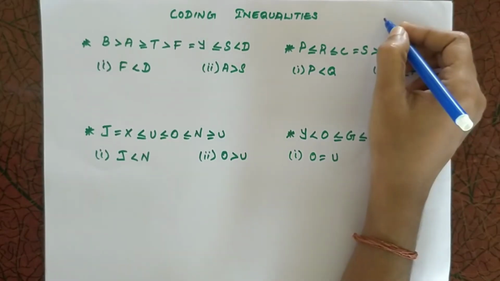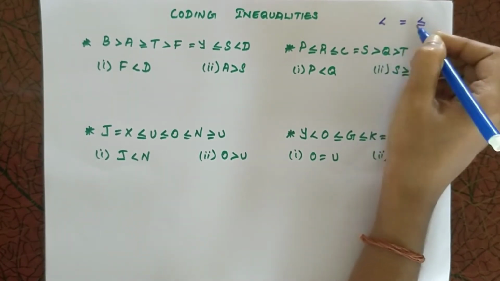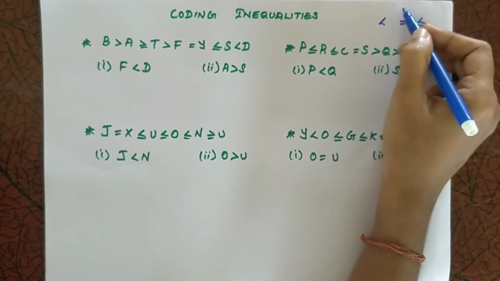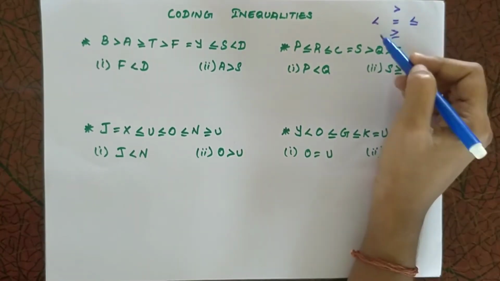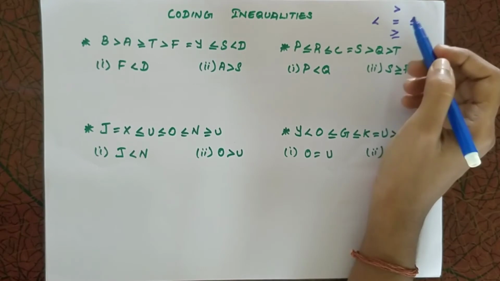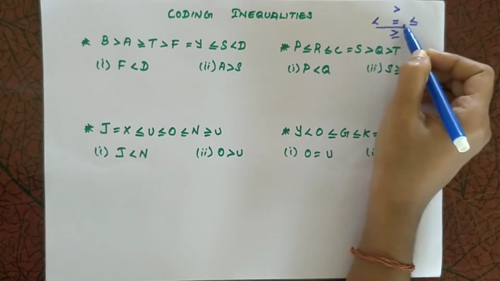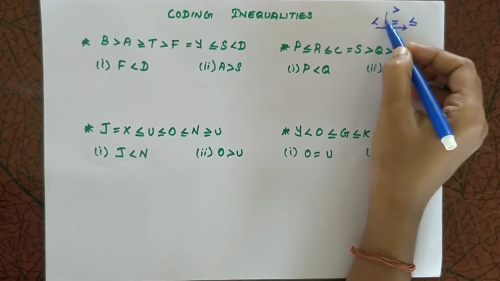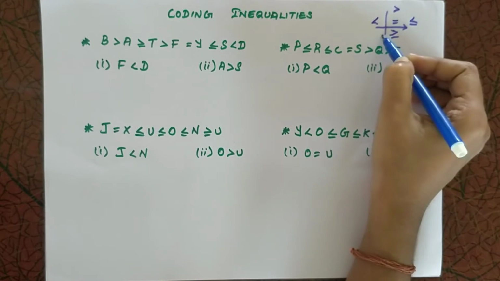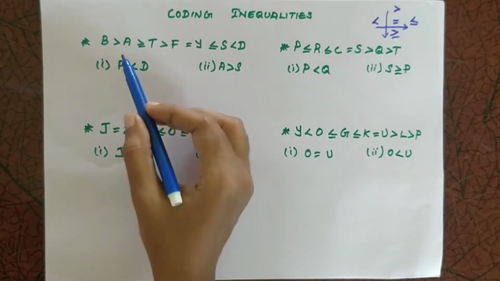So the basic rule is less than, equal to, greater than, equal to. We are going to use this simple rule: less than or equal to and less than will be on the same line, and greater than or equal to and greater than will be on the same line. So let's see the example first.